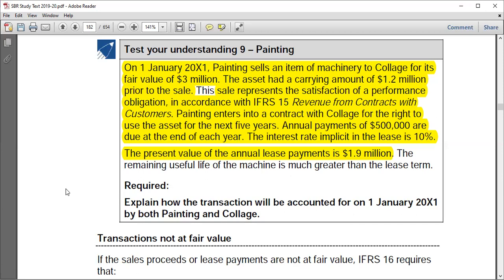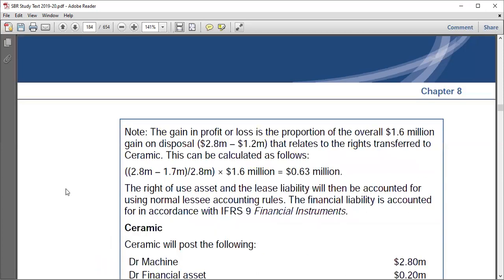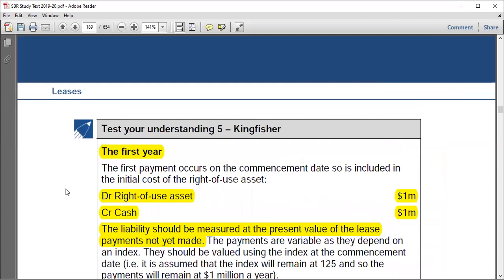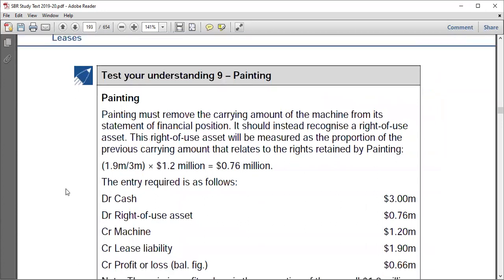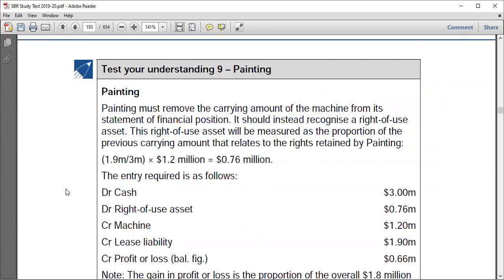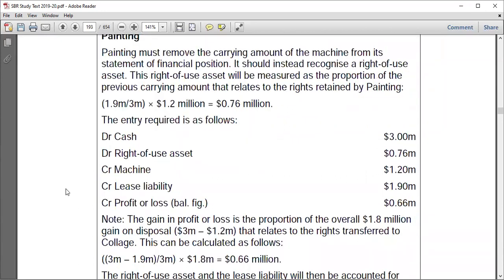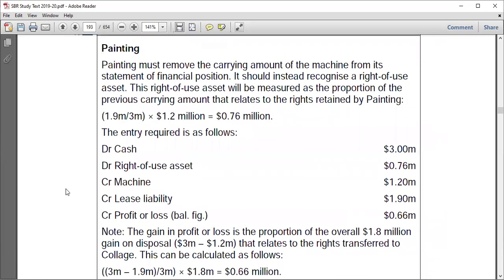This is Test Your Understanding number 9. So you just go there, Test Your Understanding number 9 is here. Okay, we have Painting. Now we have spoken a lot. Now just take a look at this and maybe I should simplify matters. Painting was the lessee. If you are the lessee, you have to do this: right of use asset and lease liability.